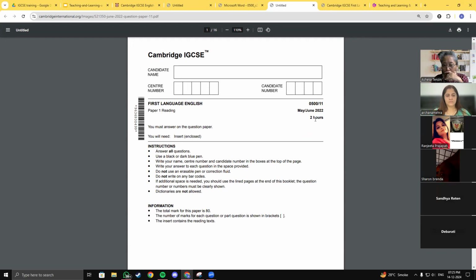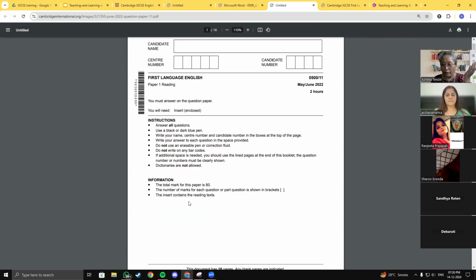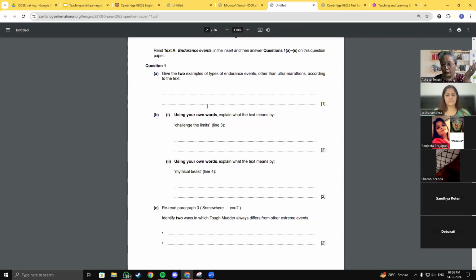The paper is for 2 hours. These are the instructions given. When the students sit for the exam, the invigilator should read all these instructions. Okay, they are required to read all these instructions. This is a question paper.